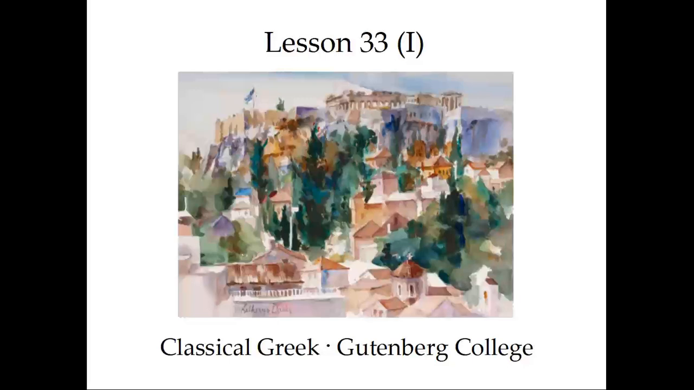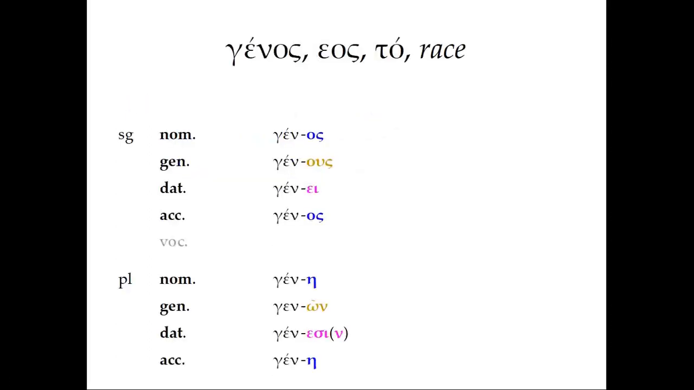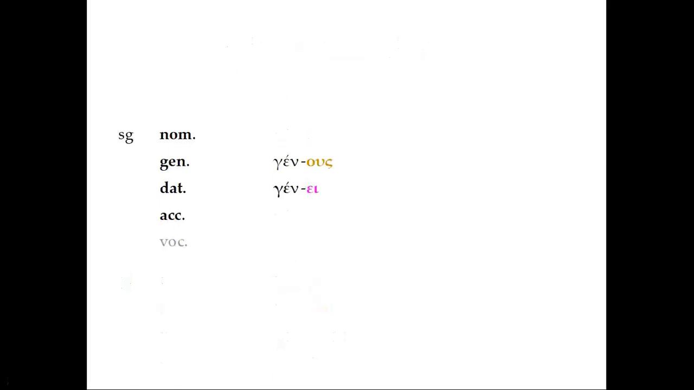Lesson 33, Section 1. This presentation will be talking about some proper nouns, like Demosthenes and Pericles. These are the forms, if you recall, of a noun like genos, neuter, pre-irregular. We are going to take some of these endings, in particular the genitive and dative singular, and then use these for the proper nouns we're talking about.